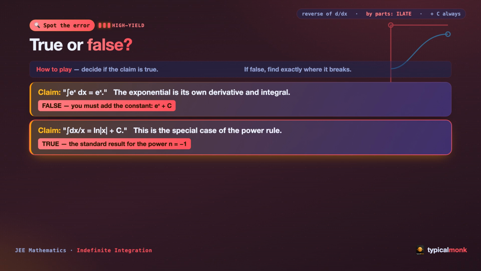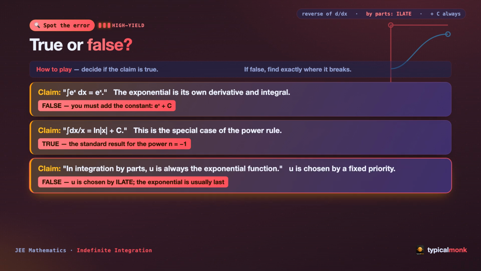Claim 2. The integral of dx over x equals the natural log of the modulus of x plus c. That is true. The special case of the power rule for the power minus 1. Claim 3. In integration by parts, u is always the exponential function. That is false. U is chosen by ILATE, and the exponential is usually the last to be chosen.